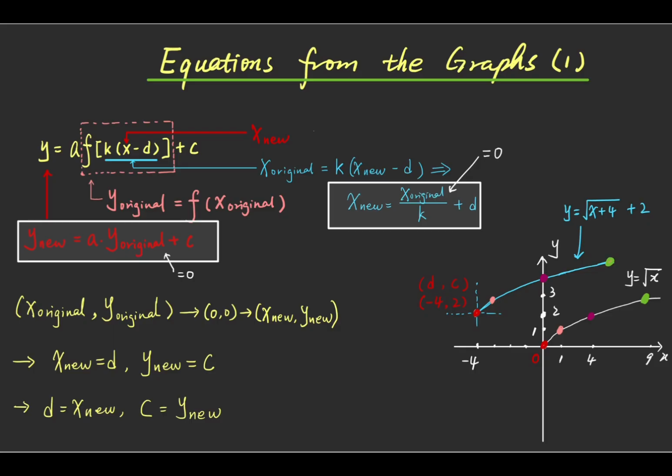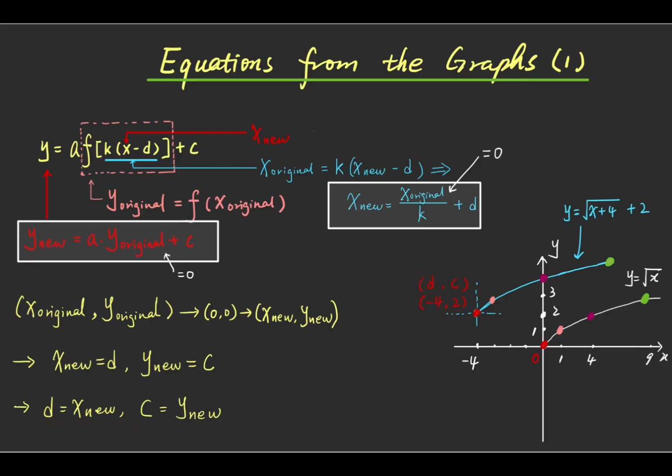Alright? That is, if this number is 0 and this number is 0, you can figure out these two equations. So we can figure out this parameter will be the new x coordinate, and this parameter will be equal to the new y coordinate. So for this given graph, this point has x coordinate -4 and y coordinate +2. So this point's x coordinate will be d, and its y coordinate will be c.